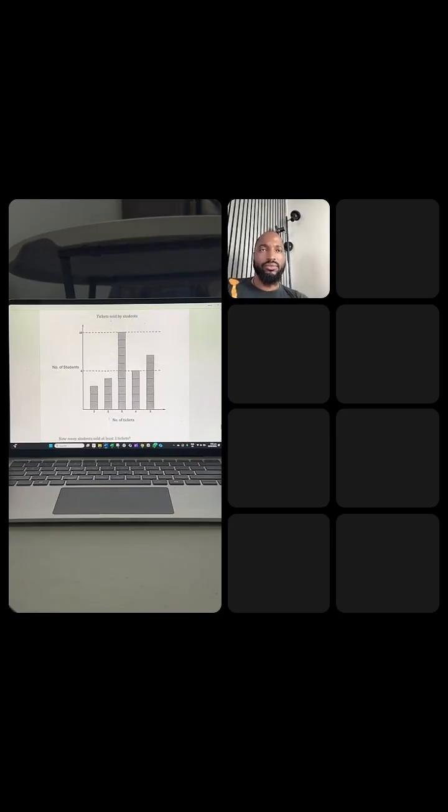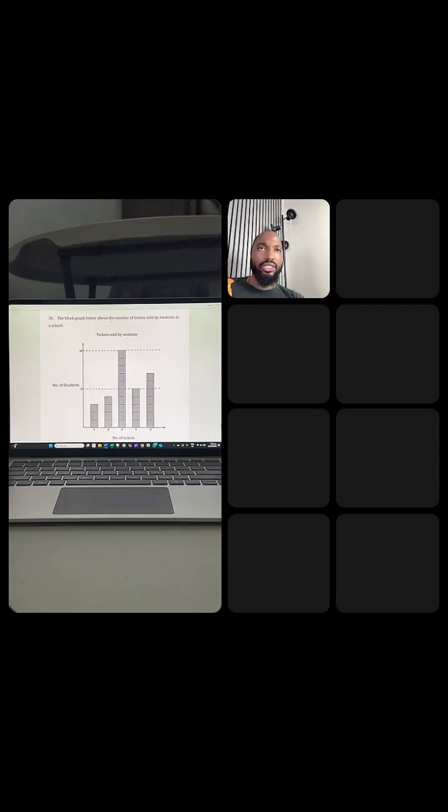So the block graph below shows the number of tickets sold by students at a school. So this will be tickets sold by students here, the number of students, and then we have the number of tickets down here. So how many students sold at least 3 tickets? That word at least is popping up a lot. What does it mean here? So this is a block graph, not a bar graph. Each block stands for a number.